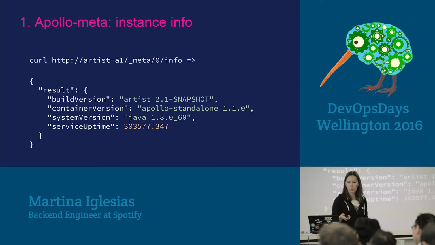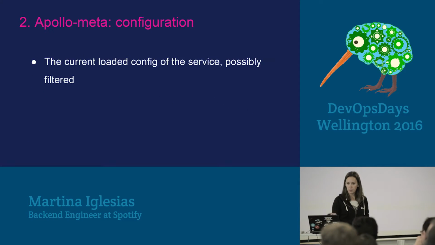So how do you get that information? You can just make an HTTP request with curl, for example. So you would make a query to /meta/0/info. And then you get this small JSON back. And it says build version, artist 2.1, Apollo 1.1, and the service uptime. And this is the information that we saw before in the configuration tab of System Set.